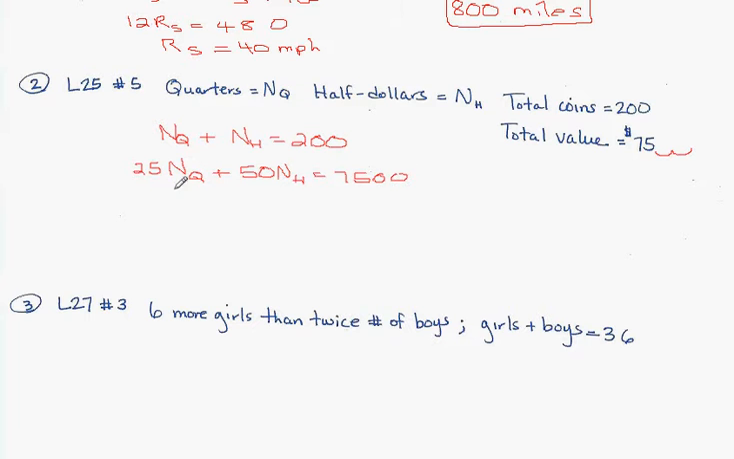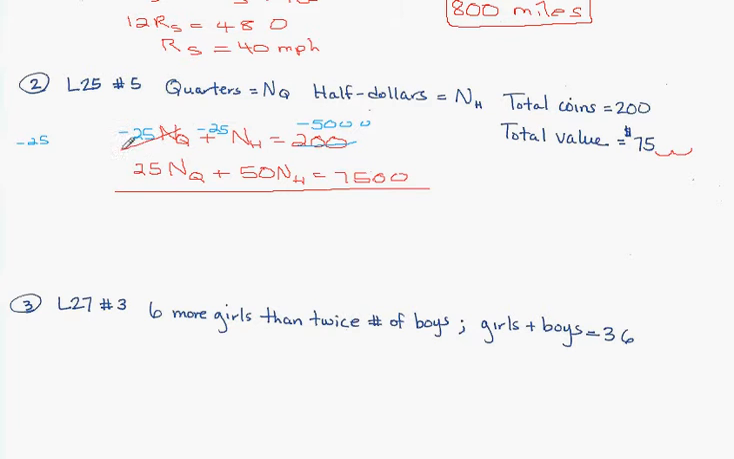Now we have a simple elimination problem. I'm going to take and multiply the top row by negative 25. So I'm going to get negative 25 number of quarters minus 25 number of half dollars. And if I take negative 25 times 200, I need my calculator here, I'm afraid. Hold on a second, sorry about that. Can't think very well and do these problems. So 25 times 200 is 5,000, so this will be negative 5,000. And then I'm just going to add them up.